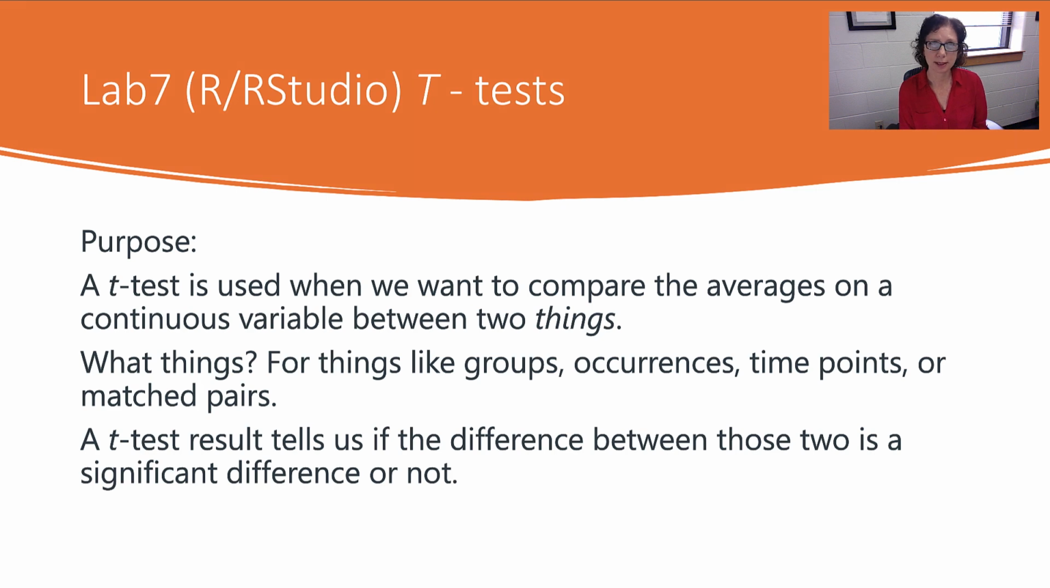In Lab 7, we're working with t-tests, and when we're using a t-test, it's when we want to compare the averages on a continuous outcome between two things. What two things? It could be two groups, two different occurrences or time points, or matched pairs. It could be between a sample and a population. For our Lab 7, we're going to run an independent t-test and a paired samples t-test. And the results of a t-test tell us if the difference between those two things is a significant difference or not.